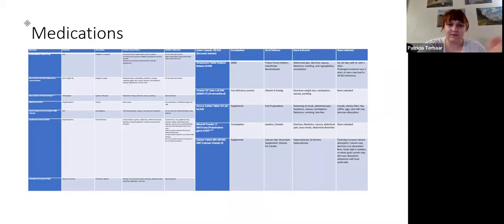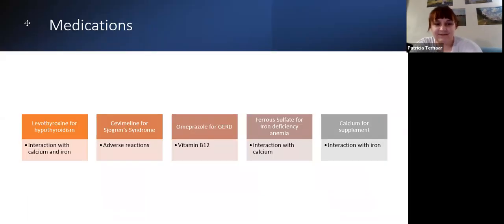This is a list of all of her medications. I'm going to go over some more specifically. So she's on levothyroxine for hypothyroidism, which has an interaction with calcium and iron. Those both cause a decrease in absorption. It can cause a decrease in absorption of calcium and iron.